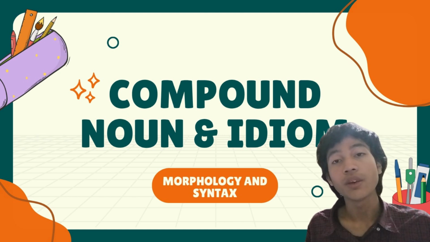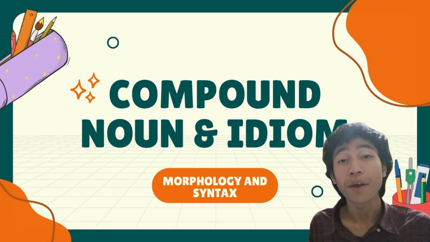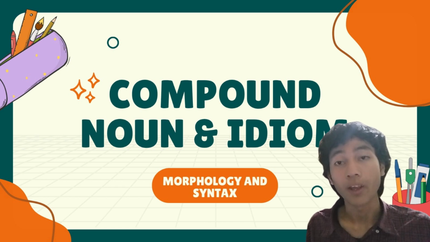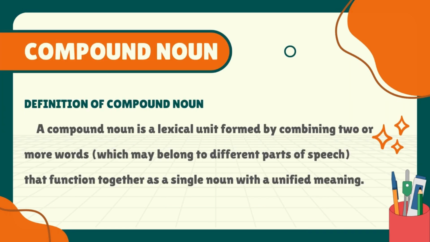Today in this video, I will explain about compound nouns and idioms. Alright, let's get started. So, what is a compound noun? A compound noun is a lexical unit formed by combining two or more words, which may belong to different parts of speech, that function together as a single noun with a unified meaning.